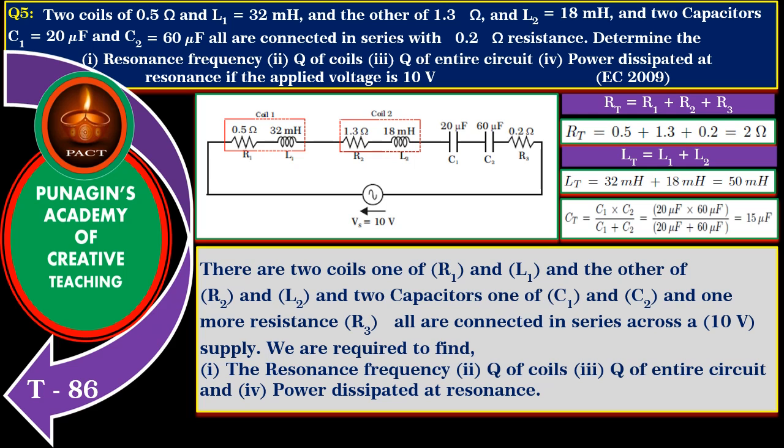We are required to find the resonance frequency, Q of the coils, and Q of the entire circuit, and finally power dissipated at resonance.